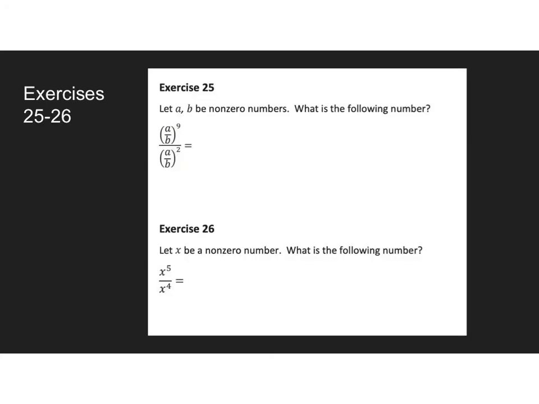All right, so if these are just variables and not actual numbers, the same rule applies, right? We're doing A over B to the ninth divided by A over B to the second. This is the same as saying A over B to the, what's 9 take away 2? 7th, okay? Do the one on the bottom.